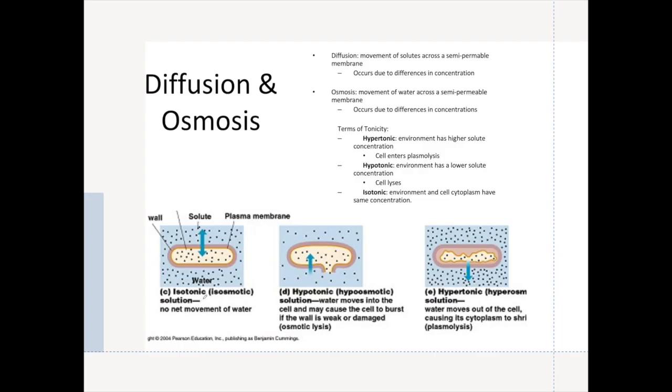There are different types of transport. I'm not going to spend a lot of time on diffusion and osmosis. You should have covered this in your Anatomy 1 courses as well as your chemistry course. But just a quick refresher, we have the terms of tonicity.